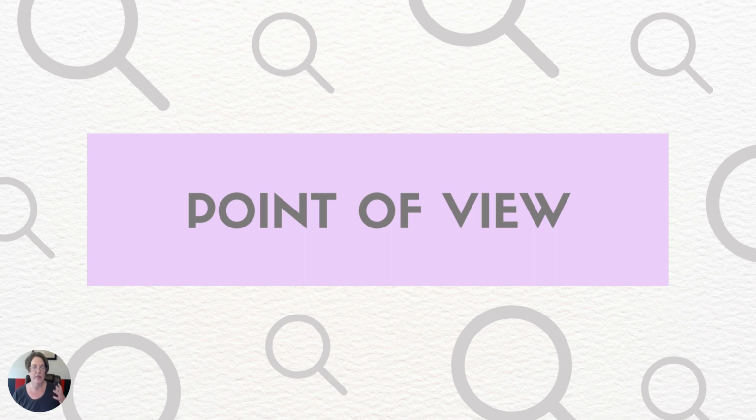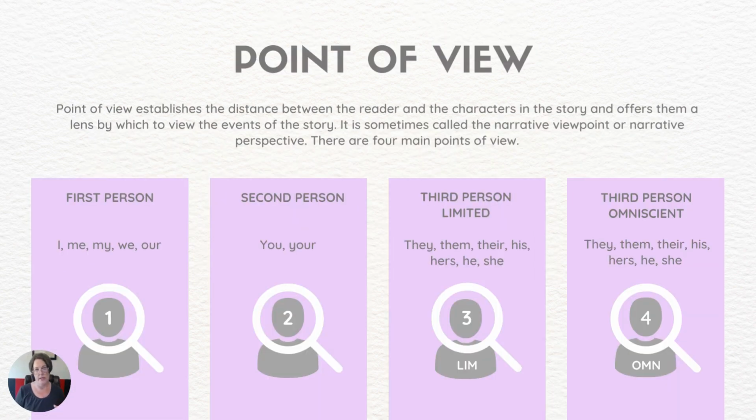Move on. We'll talk about point of view. I already brought this up when it was relating to character. We will be focusing primarily on first person point of view, but point of view establishes the distance between the reader and the characters in the story. So it helps to give a little bit of perspective. And there are four main points of view. We will focus primarily on first person: I, me, my, mine, we, our, ours.